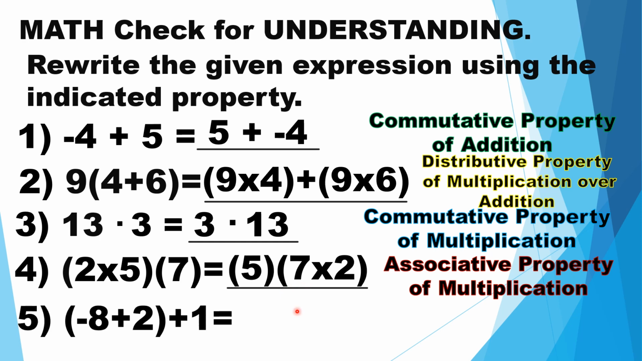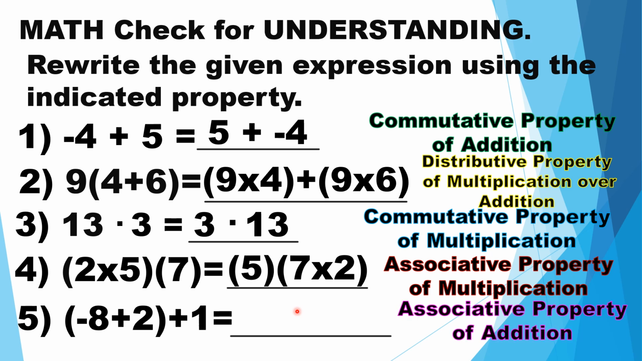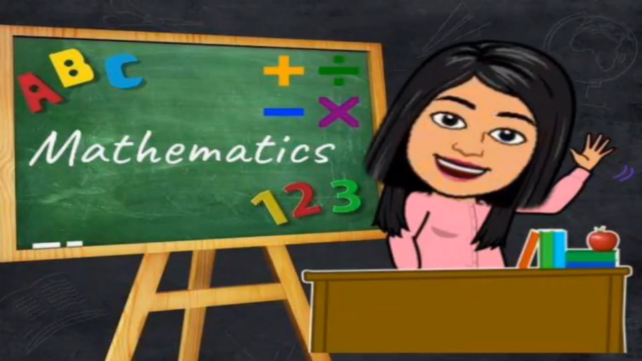Number 5. The quantity of negative 8 plus 2 plus 1. Gagawing associative property of addition. That is 2 plus negative 8 plus 1. So, dito yung nakagroup negative 8 plus 2. Sa right side, yung nakagroup, negative 8 plus 1. So, the quantity of negative 8 plus 2 plus 1 is equal to 2 plus the quantity of negative 8 plus 1. That's all for today.